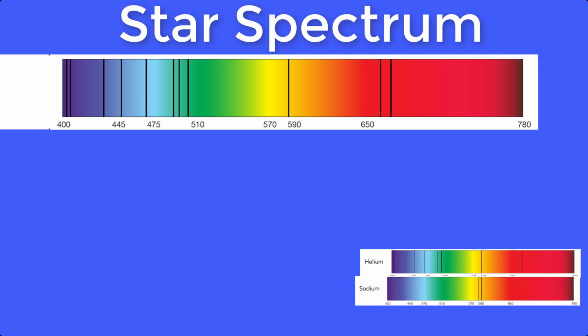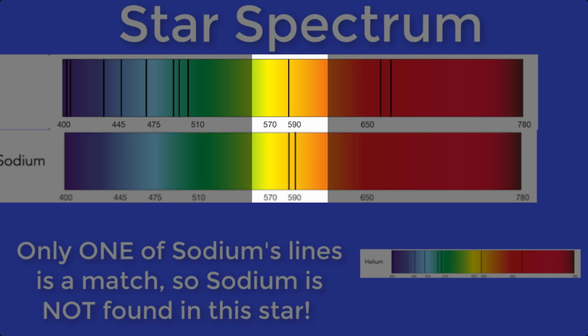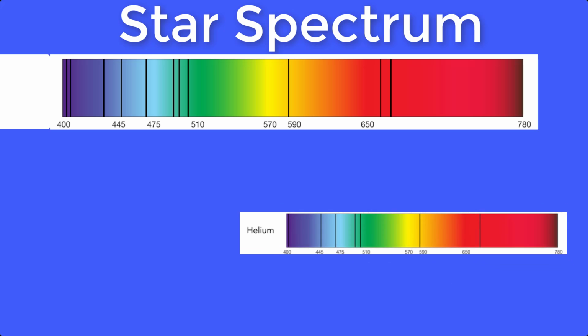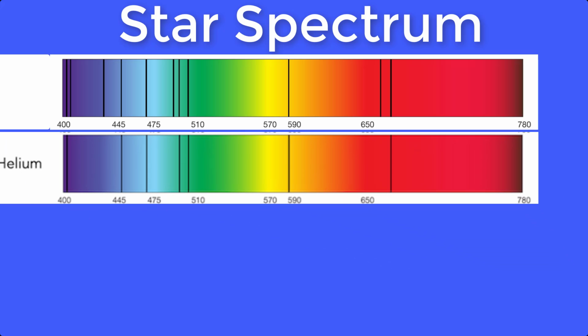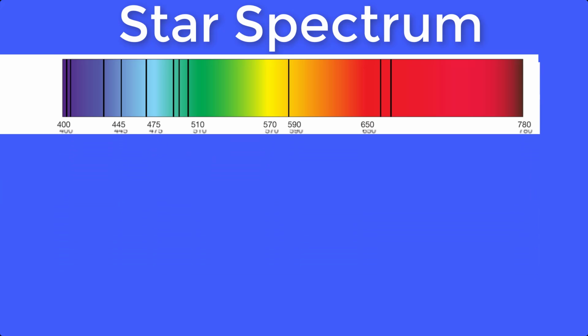Let's look at one that isn't a match, just to get that perspective. See how sodium doesn't quite line up with the star's spectral pattern? That's because this star isn't producing sodium yet. Now let's look at helium. Can you tell it's a match? So the two elements in this star are hydrogen and helium.